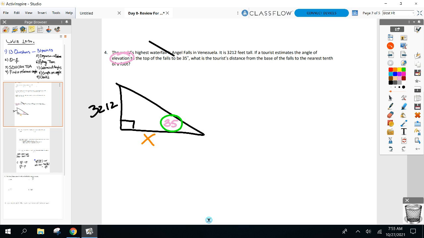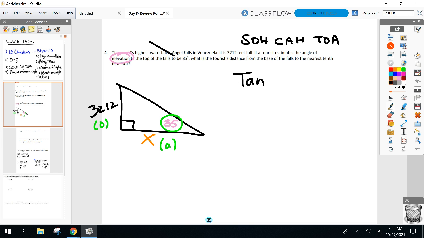3,212. That is the opposite side, so I like to put a little O. I'd recommend it for you as well. And what's the side I'm trying to find? Adjacent, yep. So now I go to, out of the 3, which one do I use if I have opposite and adjacent? Tangent, TOA, good. So TAN, abbreviation from yesterday.